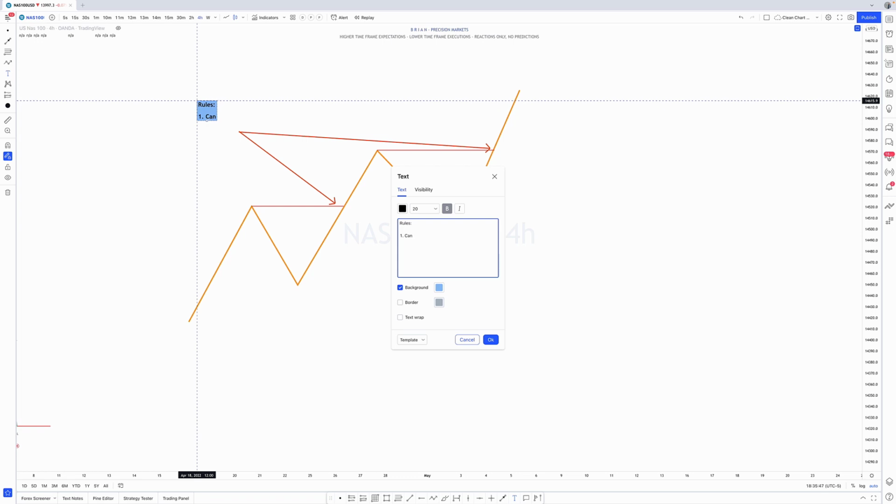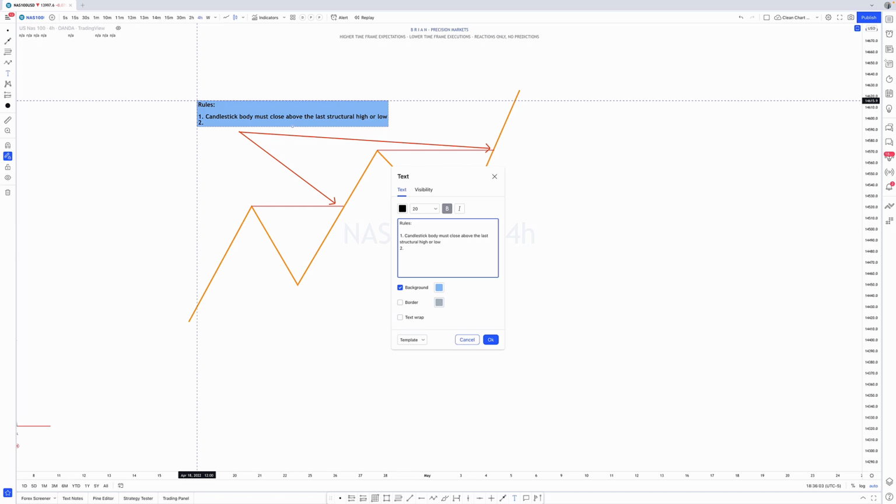Rule number 1: the candlestick body must close above the last structural high or low. That's the first requirement that has to be met, which has been done.